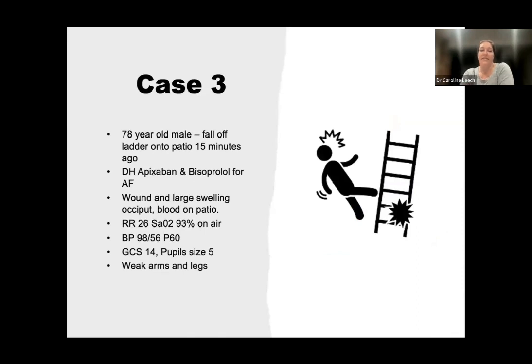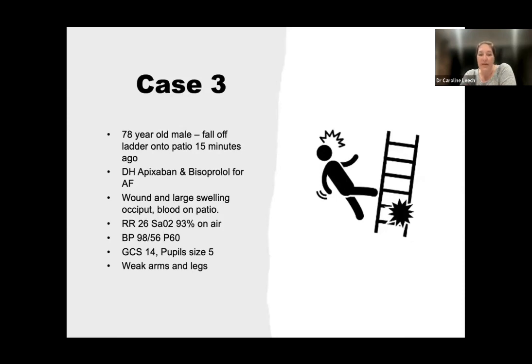And the last case, 78-year-old male has fallen off a ladder and he's on apixaban and bisoprolol for AF. So straight away, I'm thinking that's a direct oral anticoagulant. He's at high risk for bleeding. He's got a wound and a large swelling on the back of his head, and there's blood all over the patio. So yes, he's had a head injury and he's on apixaban, but also he's got external haemorrhage. So I need to make sure that I control that bleeding and it doesn't ongoing bleed all the way to hospital.